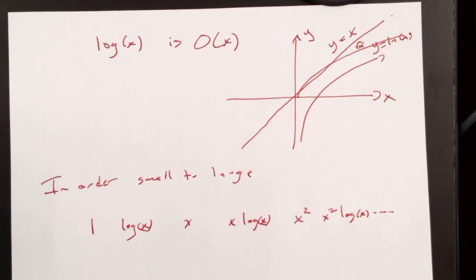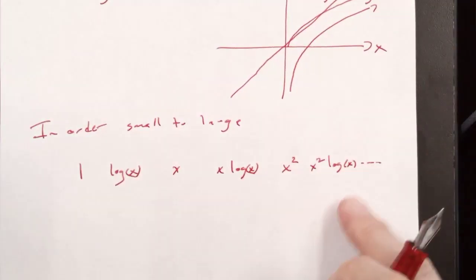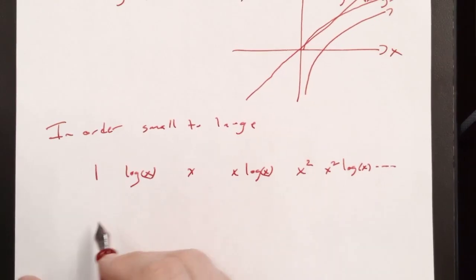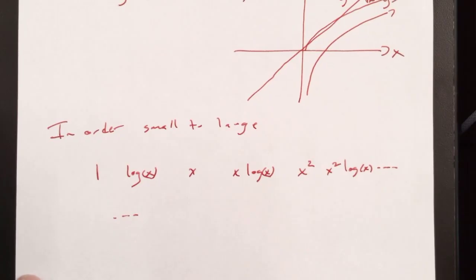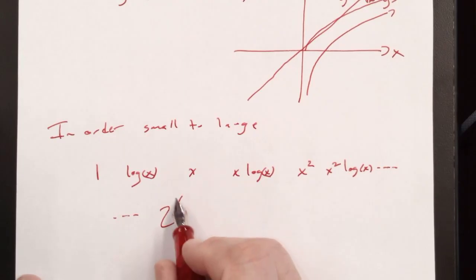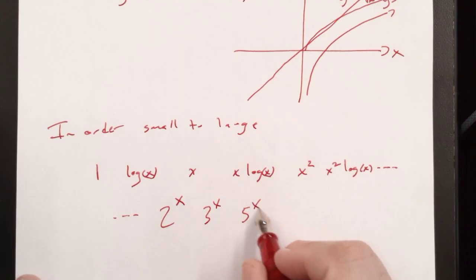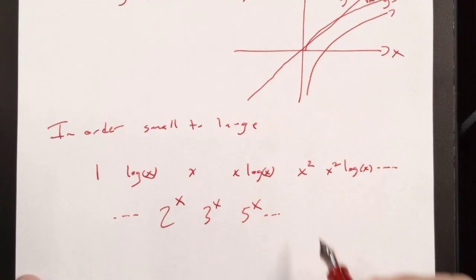All the powers of x will go in here. Each one times a logarithm. The logarithm is kind of in between the two powers. But eventually, I get to stuff that's bigger than powers of x. What's bigger than powers of x? Oh, exponentials. And the bigger the base, the bigger the power. And eventually, I'll get stuff that's even bigger than that.